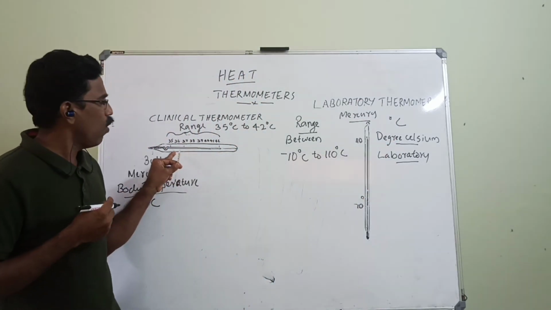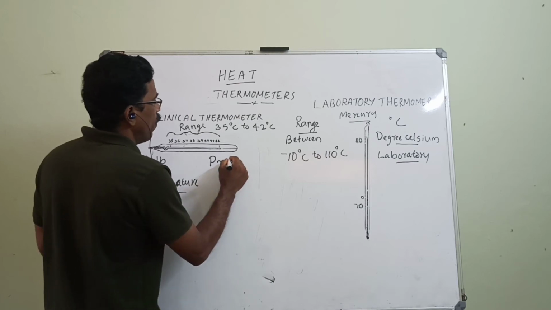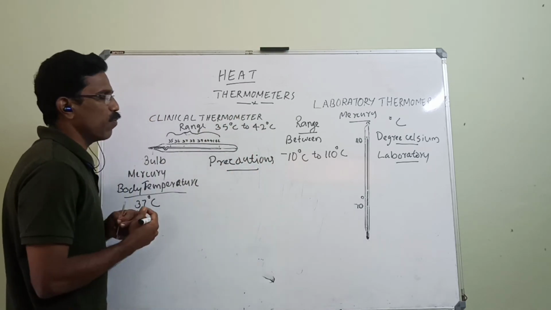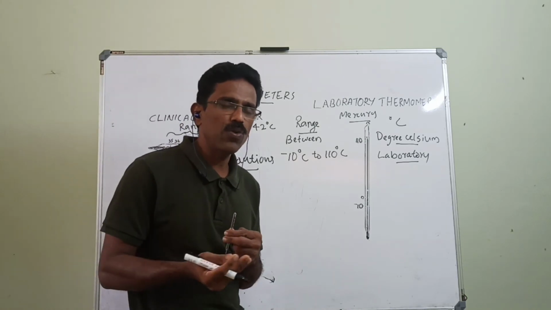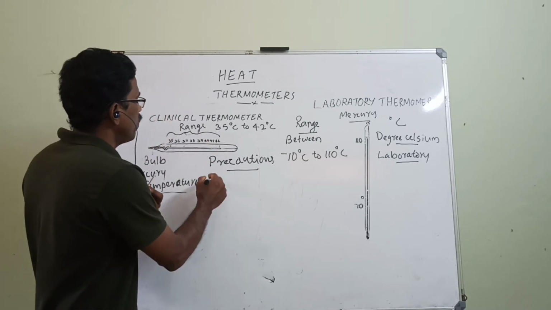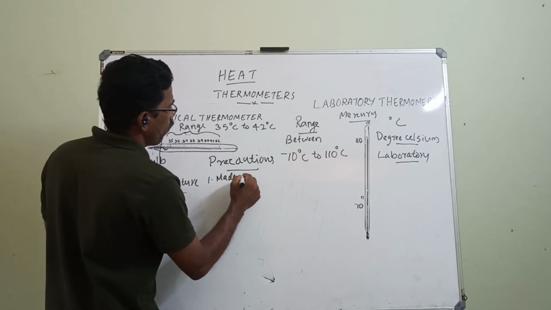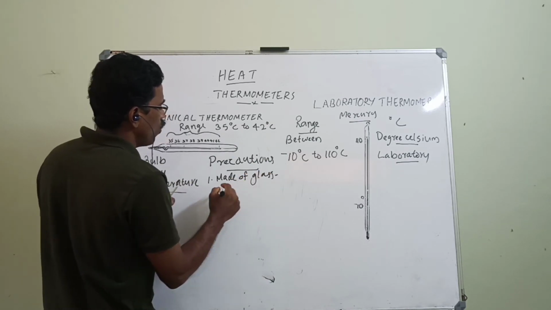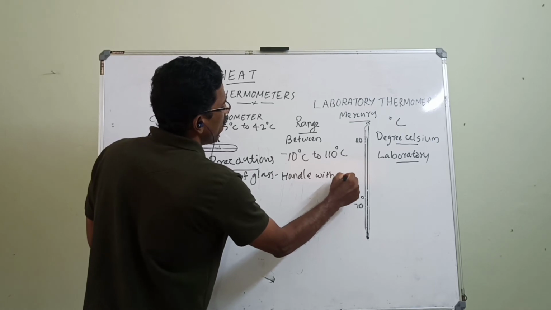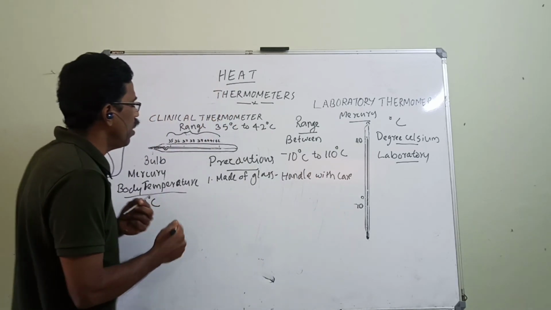Let us study how a clinical thermometer is used. We have to take care of some precautions. What are the precautions that we have to take when we are taking a reading with the clinical thermometer? One is that it is made of glass. Both thermometers are made of glass. So we have to handle it with care, otherwise it may break. If it is hit against some object, it will break. So you have to handle it with great care.